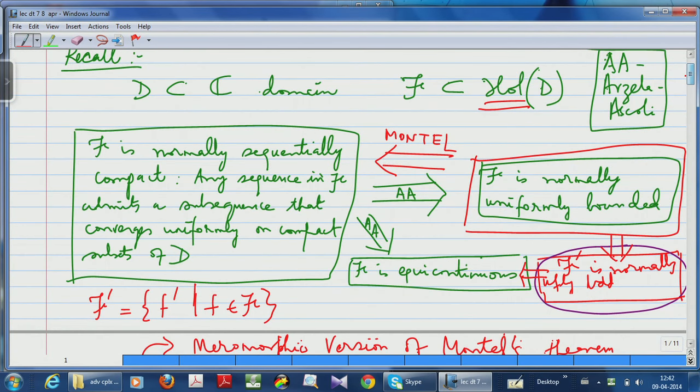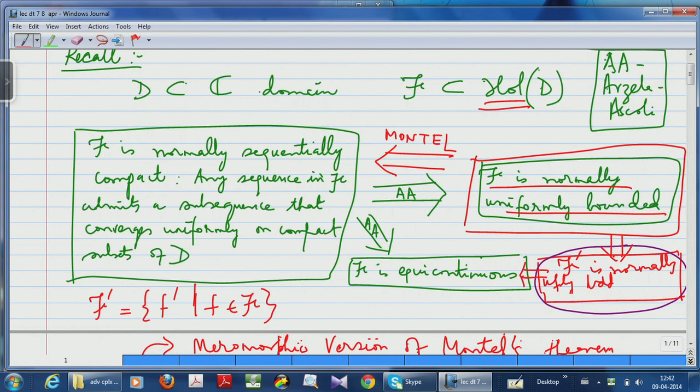Let me again go back to that slide that I wrote out. Here it is. You see, there was this thing that I have circled in violet, surrounded by a small box, written in red: the family of derivatives is normally uniformly bounded as an intermediate step. If I start with a family which is normally uniformly bounded, and it is a family of analytic functions, because of the Cauchy integral formula I get that the family of derivatives is normally uniformly bounded, and from there I get equicontinuity. Once I have equicontinuity and uniform boundedness, I can apply the Arzelà-Ascoli theorem, and then whatever I want I get by doing a diagonalization argument.